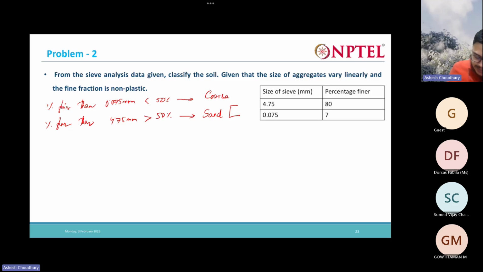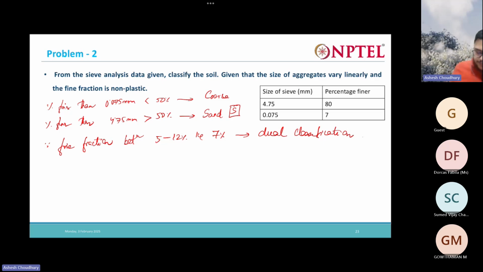Now since fine fraction means the fraction having size less than 75 microns, and the fine fraction is 7%, that is between 5 and 12%. Since the fine fraction is between 5 and 12%, we'll have dual classification.